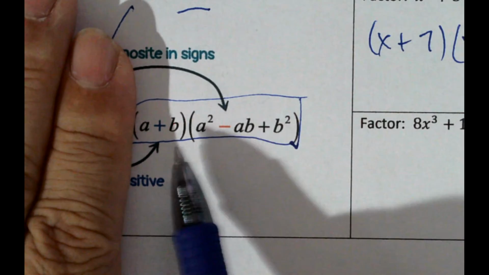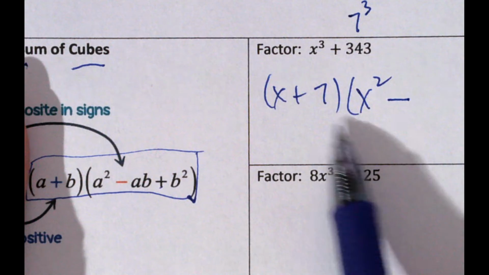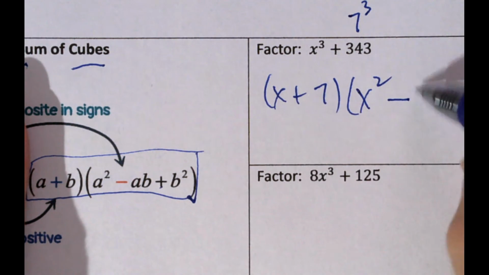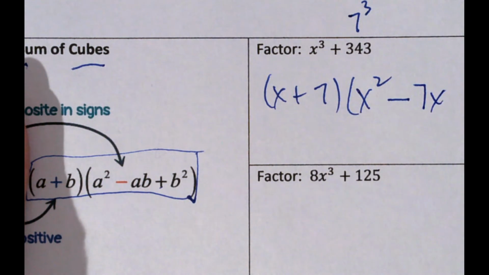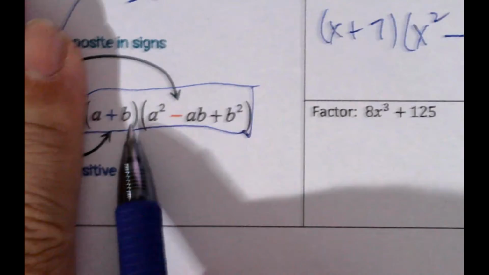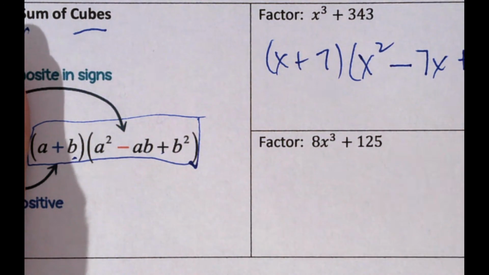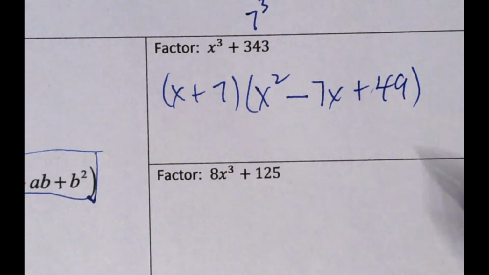And I just put a and b together. a and b together is a times b, so here, x times 7, or just 7x. Okay? And then the last term is always a plus, and you square the second term. So I'm squaring the 7, so that's 7 squared, or 49. And that's the answer. That's it.